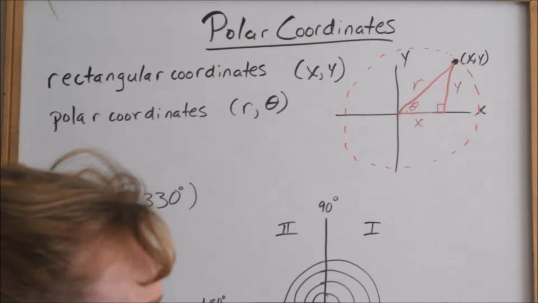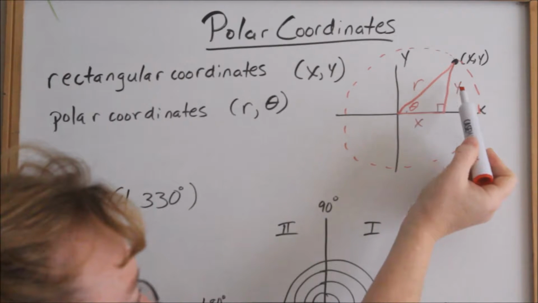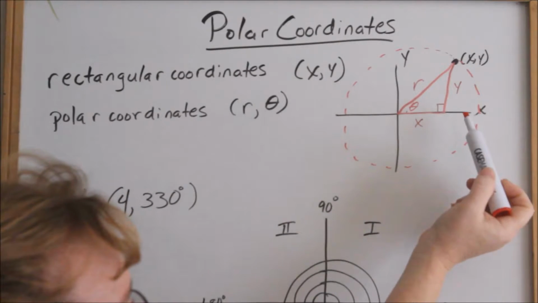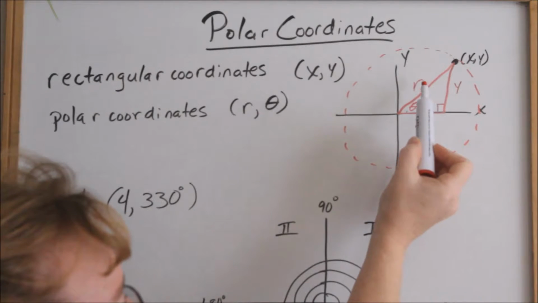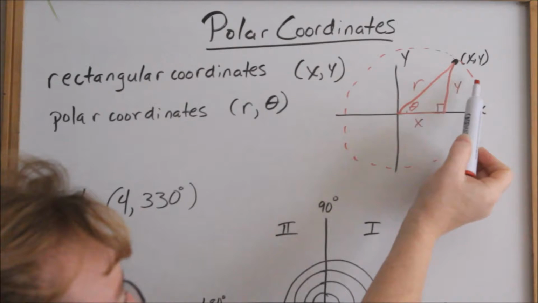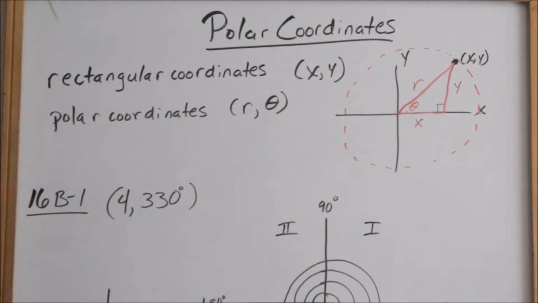We can use trig functions, sine and cosine. If we know our x value and we know our y value, then we can use tangent to determine theta, and going backwards, if we know our r value and our theta value, we can use sine and cosine to determine y and x. Okay, so for now we're just going to work on graphing.